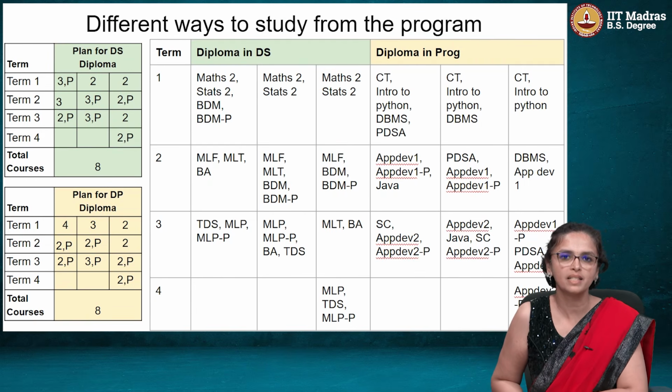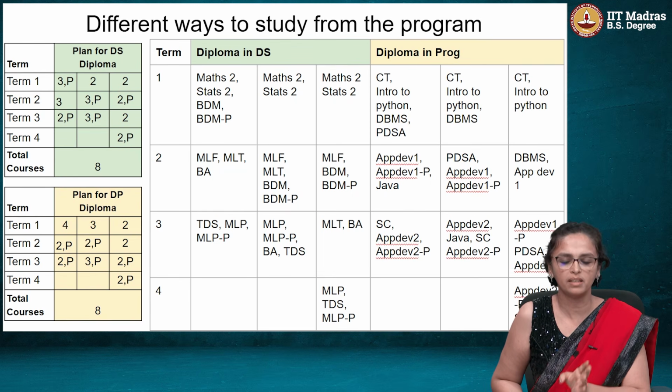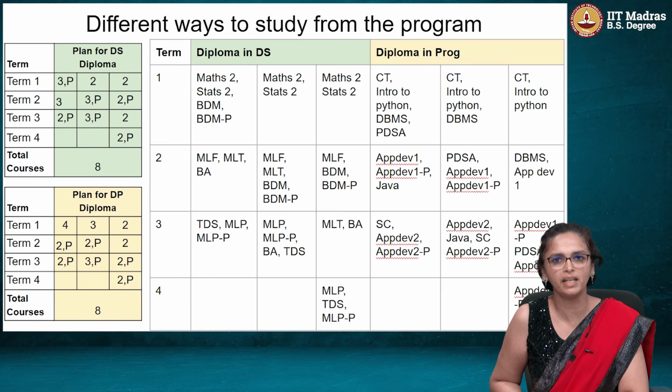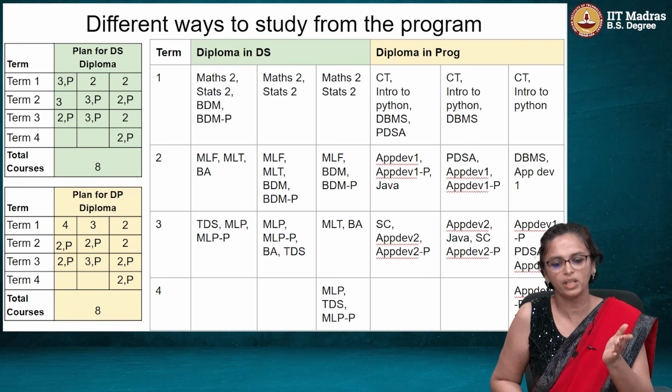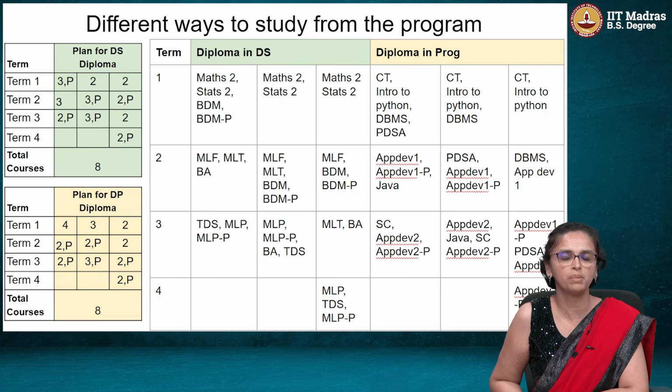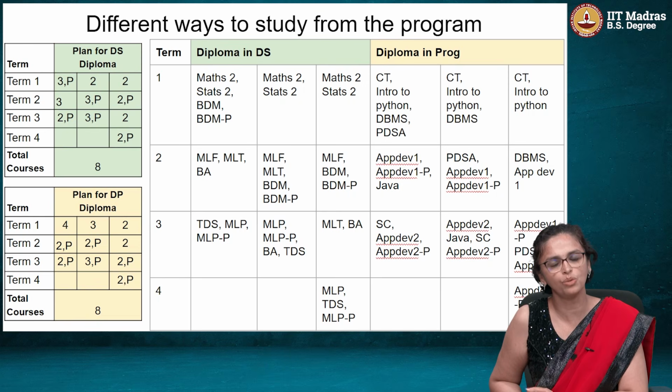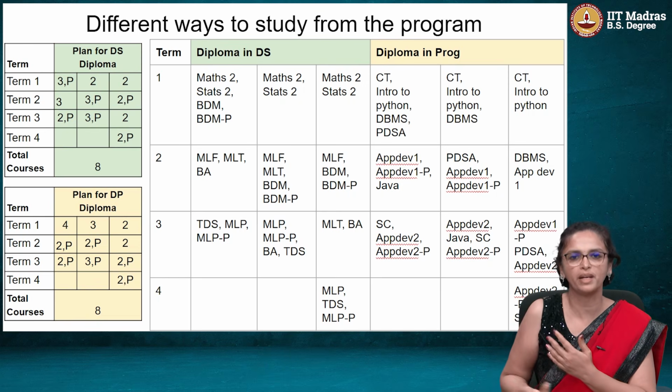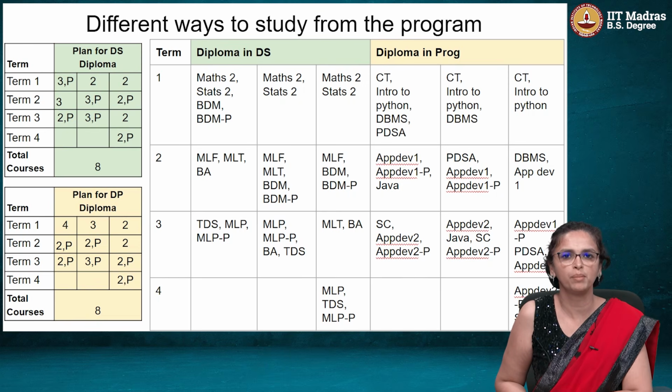Okay, this slide shows you how you can complete one diploma and then get on to the other diploma. There are different pathways given for completing the diploma in 2 terms, in 3 terms and 4 terms. So, you can finish your diploma in data science, get a provisional certificate in your hand, and then go on to do the diploma in programming and get the provisional certificate in your hand, and then proceed to go to the degree level. Of course, you can alternate it also, do the diploma in programming first and then do the diploma in data science.